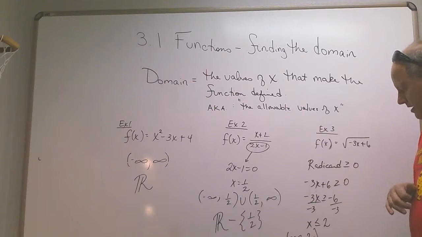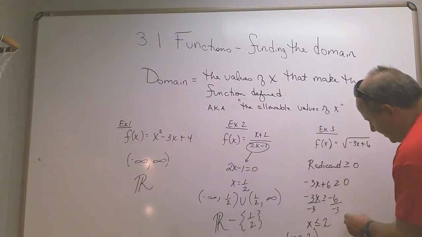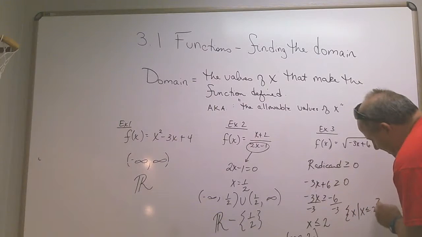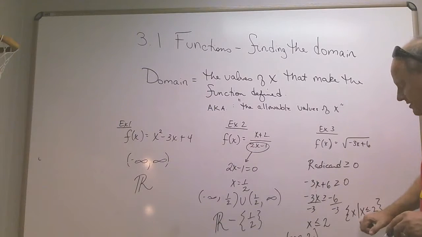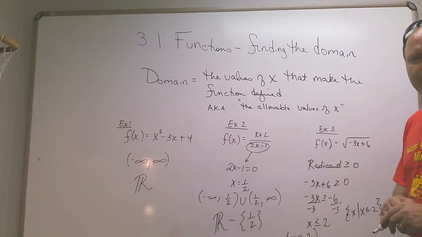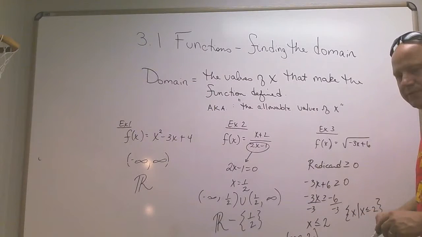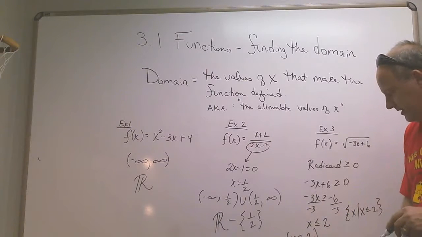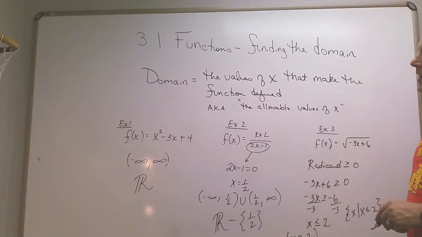Some people have learned the set builder notation. The set builder looks like this: the set of x such that x is less than or equal to 2. It's just not one of my favorites. The thing about it is, MyMathLab uses this quite a bit. It's not one of my favorites though, but it's x such that x is less than or equal to 2. So my preference here is negative infinity up to 2 with a bracket. But anyway, here is finding the domain.